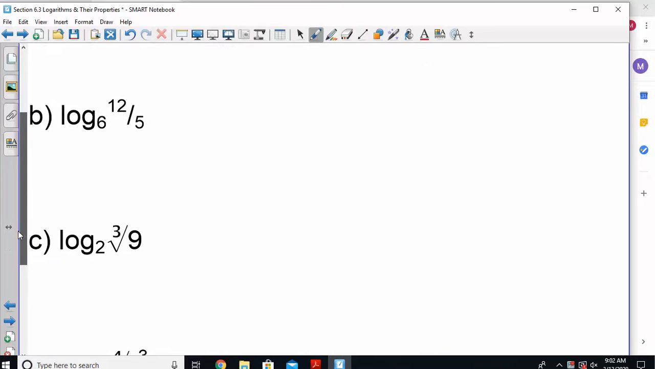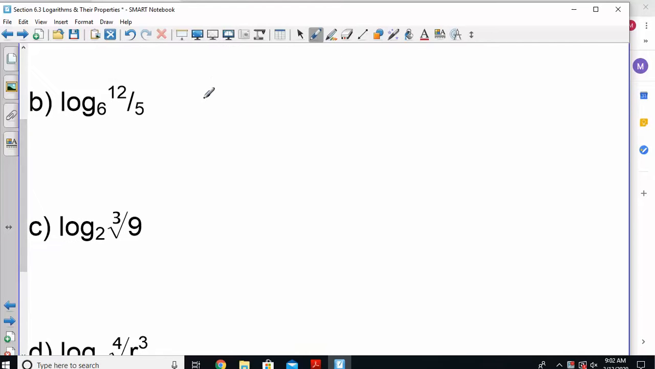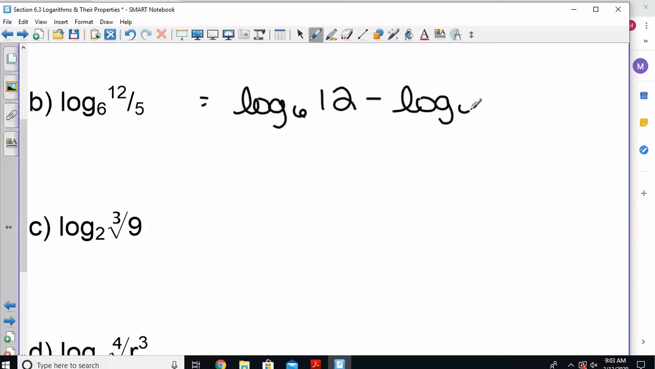On B, if they are divided, what do you do? Subtract. You always subtract off what's on the bottom. So it's log base 6 of 12 minus log base 6 of 5.